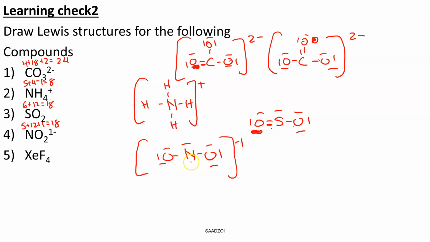Now, does the middle have 8? 2, 4, 6. No, it doesn't. So I'm going to erase and move. And once again, you have a resonance structure because I can put the double bond off of either O.